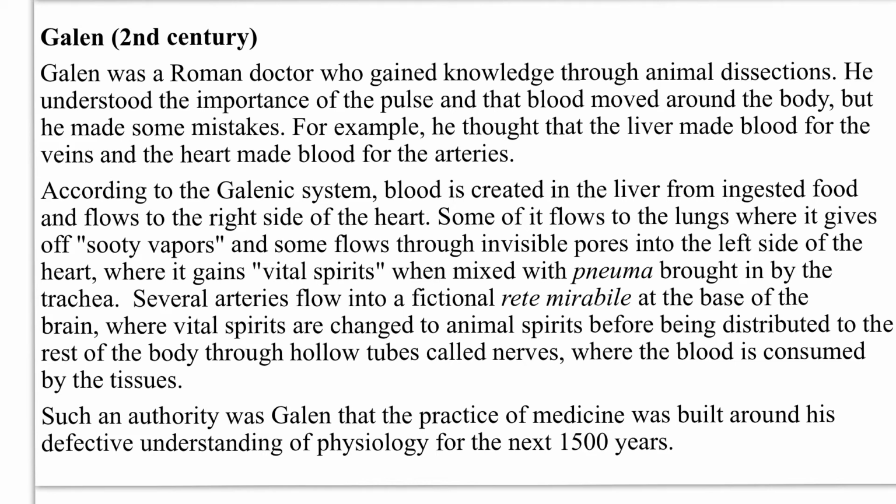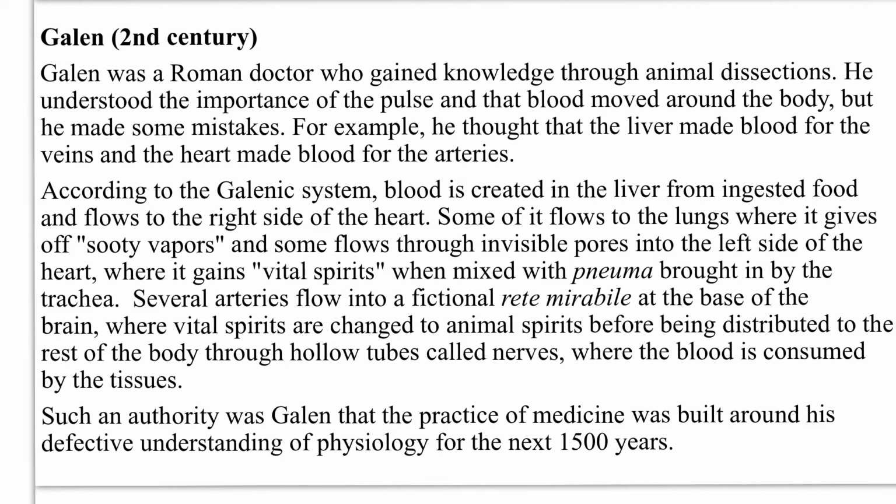According to the Galenic system, blood is created in the liver from ingested food and flows to the right side of the heart. Some of it flows to the lungs, where it gives off sooty vapours, and some flows through invisible pores into the left side of the heart, where it gains vital spirits.